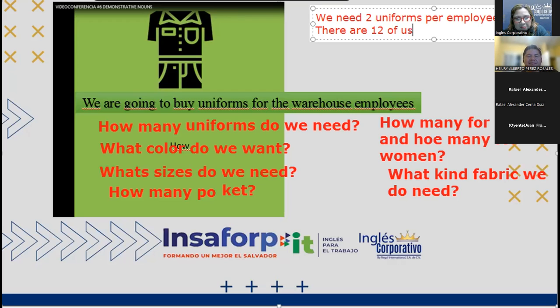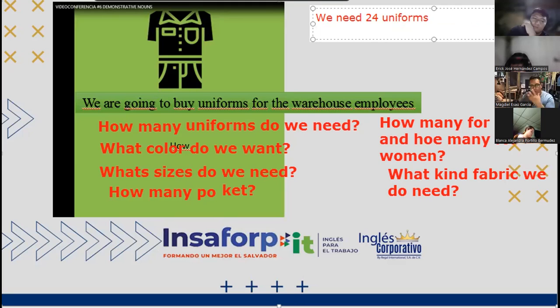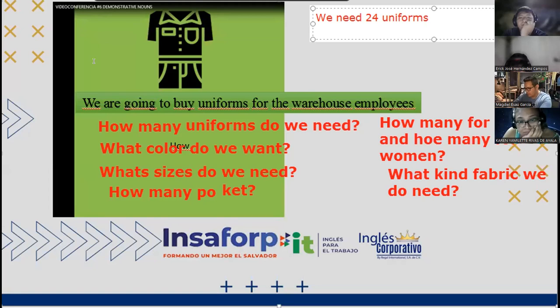Entonces son 12. They are 12 employees. Two times 12. How much is it? 24, right? So we need 24 uniforms. Is it okay? Porque eran dos por los 12. ¿Sí? We need 24 uniforms. A ver, what color do we want? We need blue.